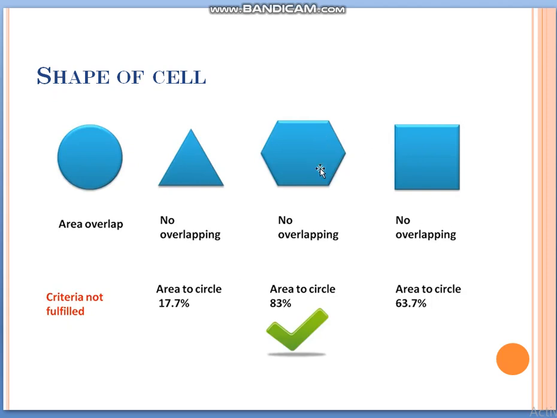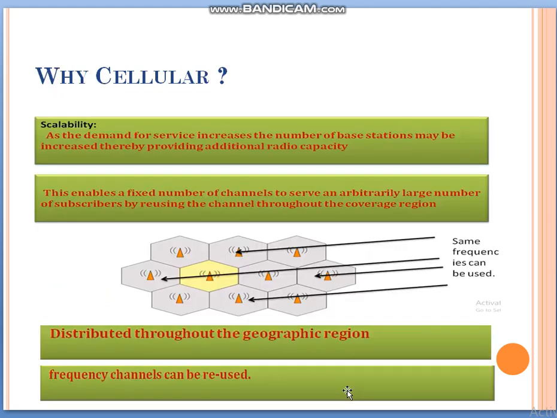When we use a hexagon, it covers a large area. Next is the square, which has an area of 63.7. So we select the hexagonal shape in the cellular model. Why is it called the cellular model? Because we are using a hexagonal cell shape in this model.